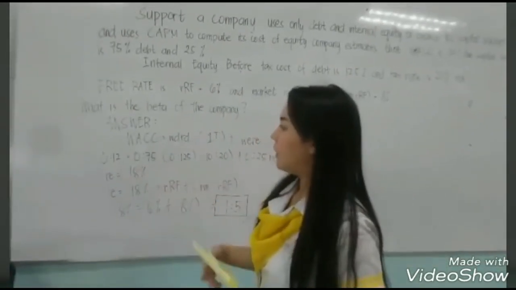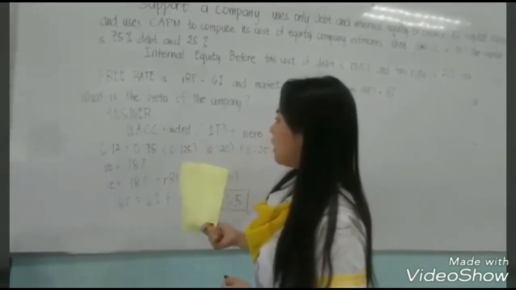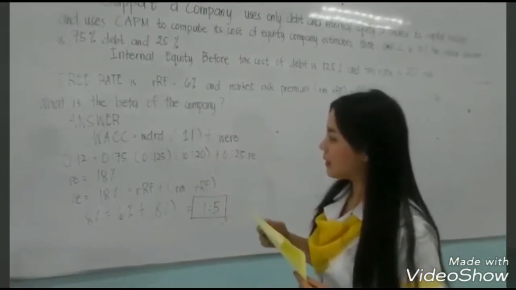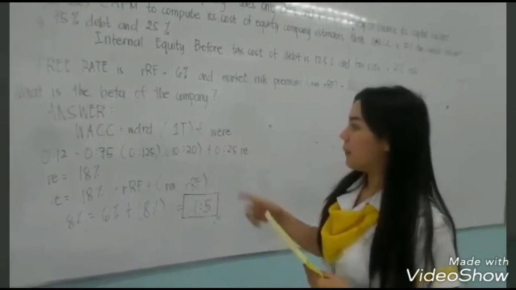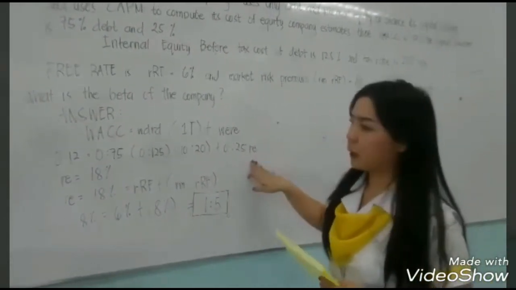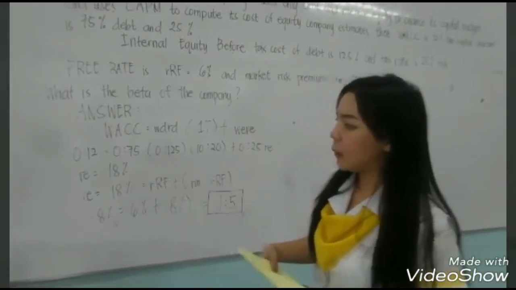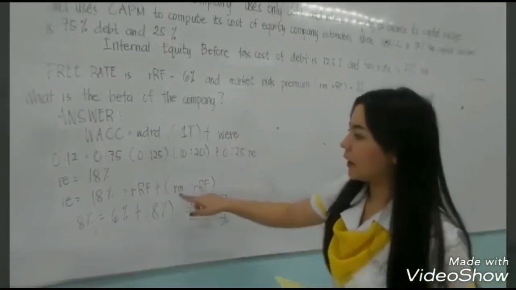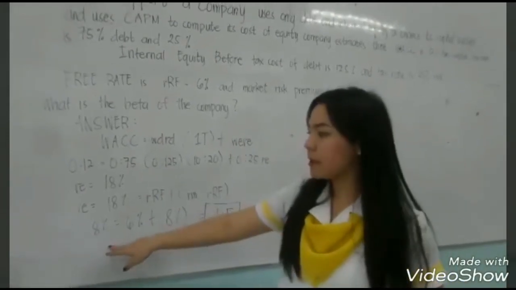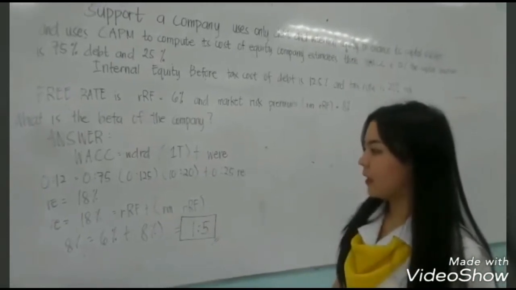0.12 equals 0.75 times open parenthesis 0.125 times open parenthesis 1 minus 0.20 close parenthesis plus 0.25 times cost of equity. Then cost of equity is 18%. Then 18% equals risk-free rate plus beta times market risk premium, which is 18% equals 6% plus beta times 8%.